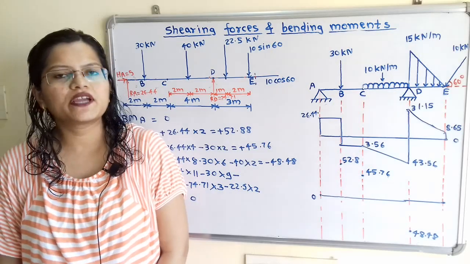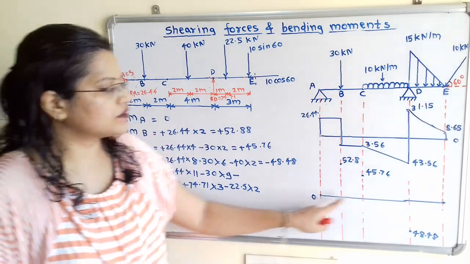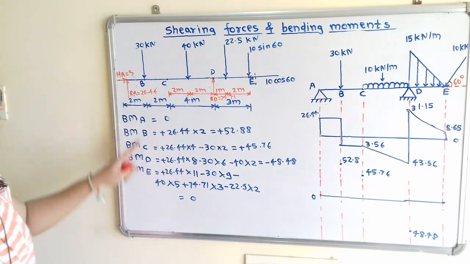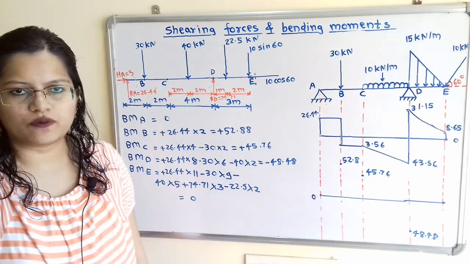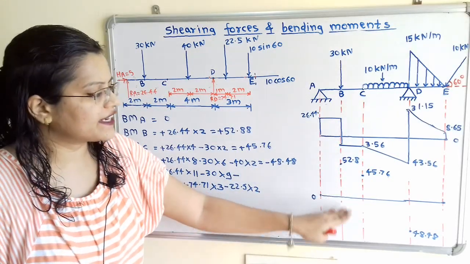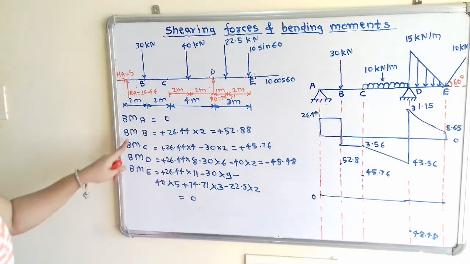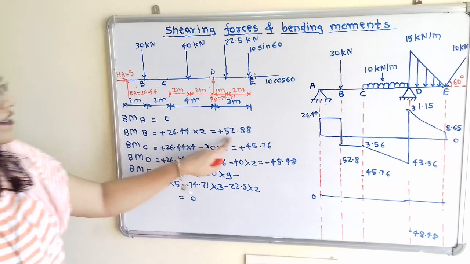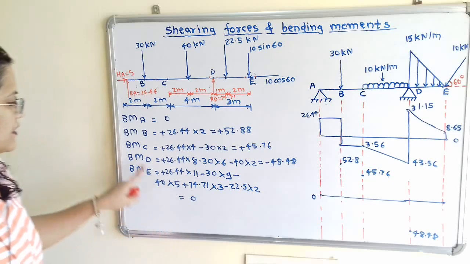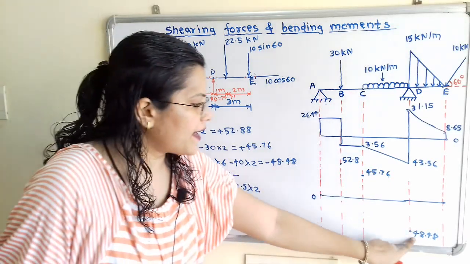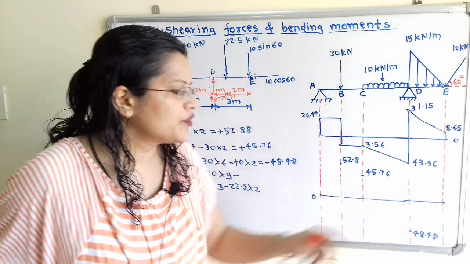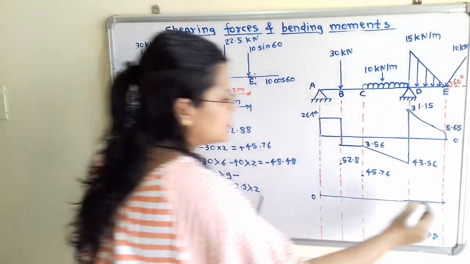To draw the bending moment diagram, we have to first draw the baseline. Now we will plot the different values. So at point A, value is 0. We have to plot the positive values in upward direction and negative values in downward direction. So point at B, it is plus 52.8. At C, it is plus 45.76. At D, it is minus 48.48. And E, it is 0. So we will plot all these points.